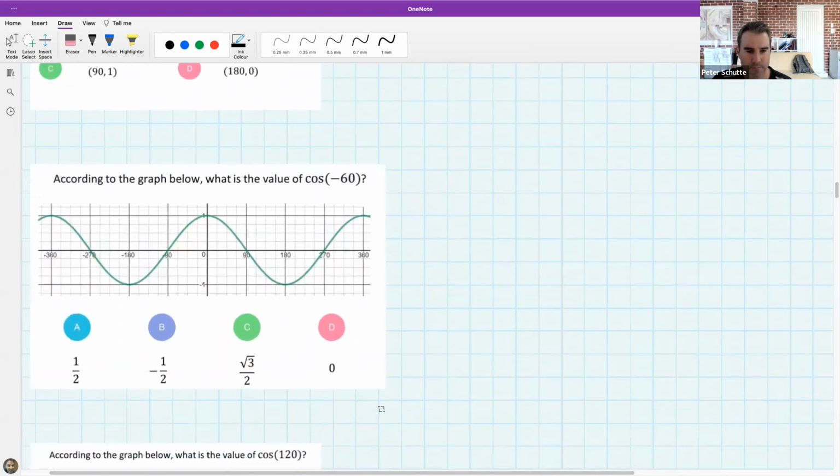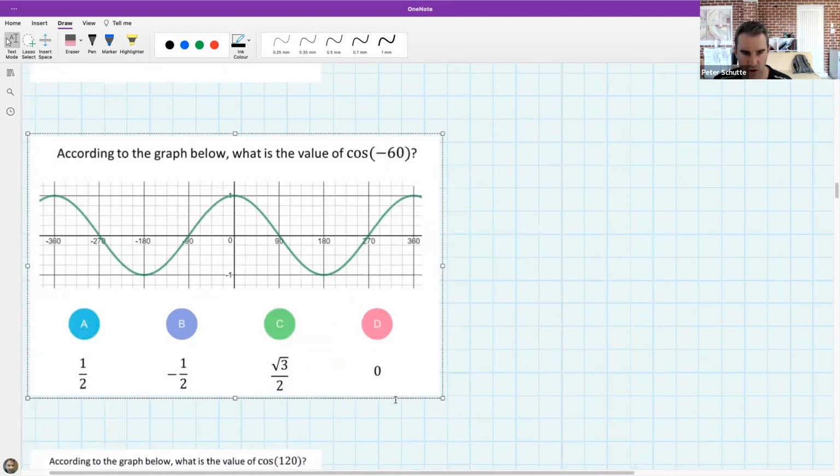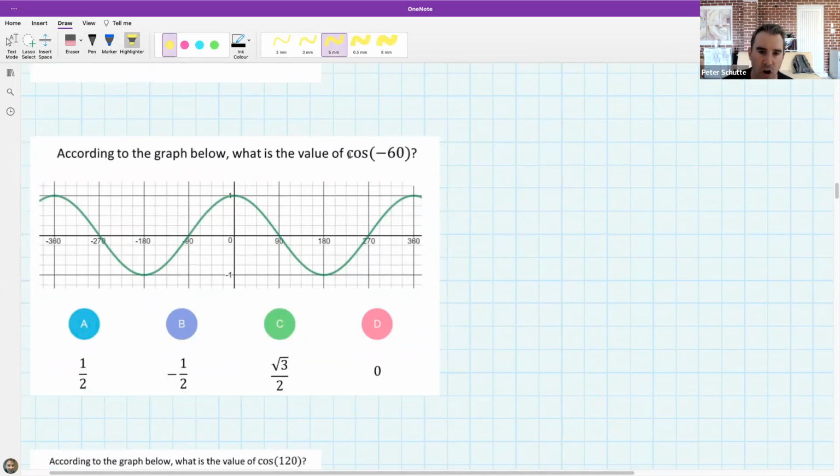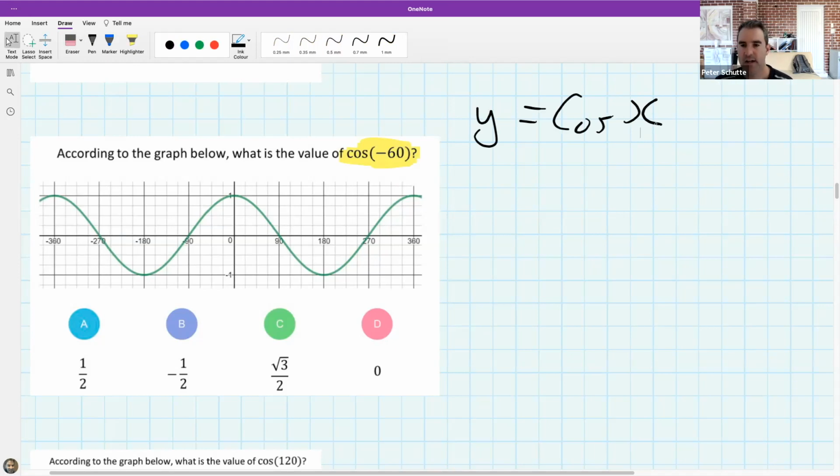So, according to the graph below, what is the value of the cos of minus 60? So I'm giving you the cos graph. So this is the graph of y equals cos x. And I want to know, what is the value of the cos of minus 60? How would I find out what that is? Where would I look?